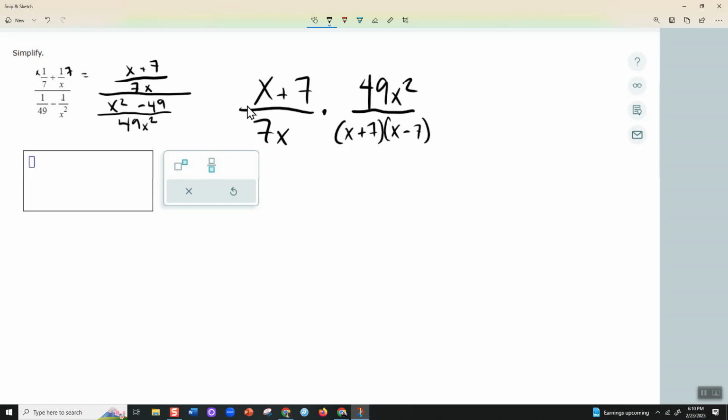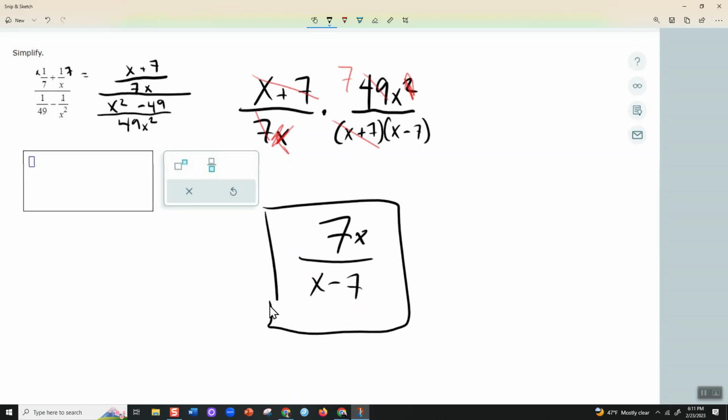Beautiful. Okay, we are going to divide x plus 7 by itself, that equals 1. We are going to divide 49 by 7, that's 7 over 1. And then we've got x squared divided by x, so that becomes just an x on top. So I've got 7x, 7 and an x, right? And then on bottom, that 7's gone, that x is gone, that x plus 7 is just x minus 7. Nice. At least we end up with a clean answer.